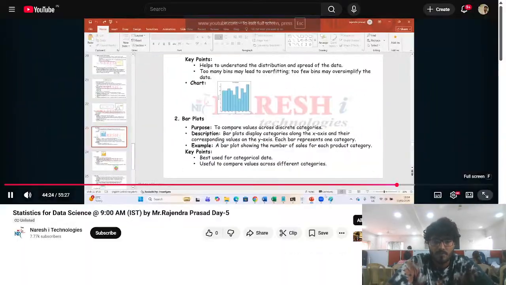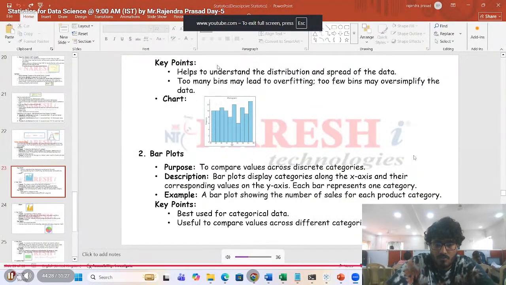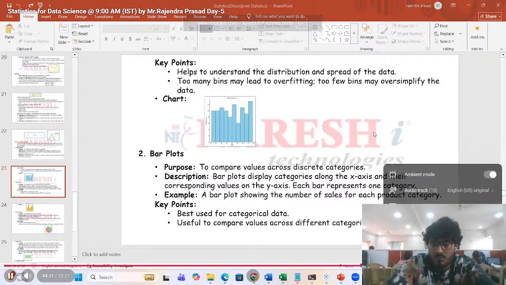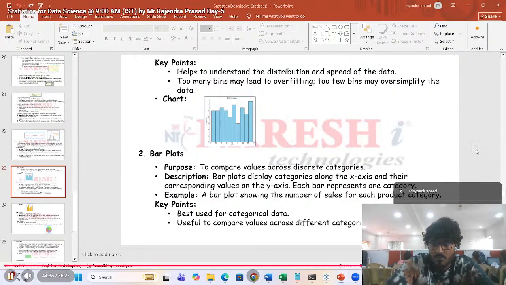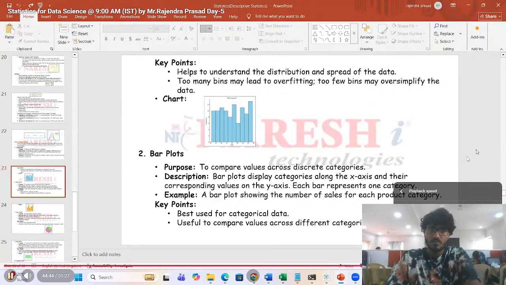Bar plot can be used even for multivariate. Are you getting my point? So bar plot can be used for univariate, bivariate, and multivariate. But most frequently we go by univariate and bivariate. Let's say, what is a univariate chart?